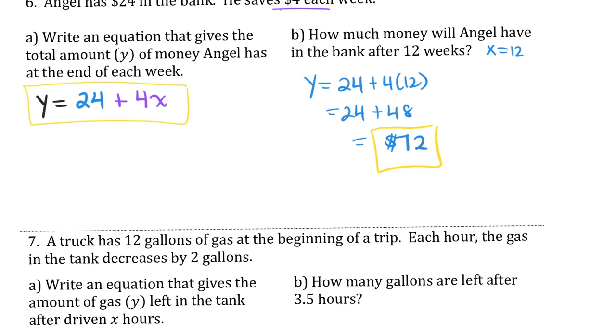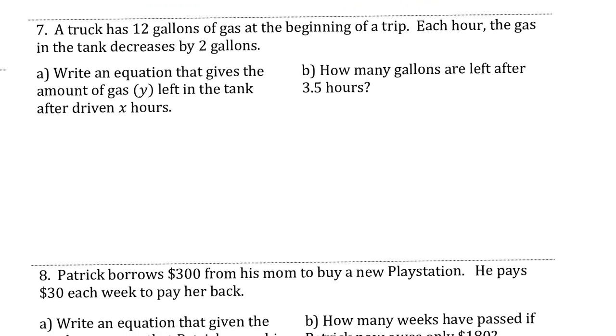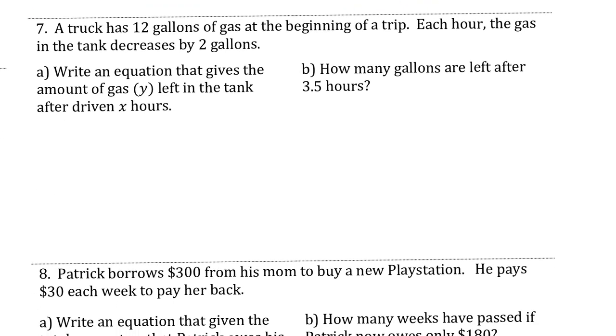Okay, 7. A truck has 12 gallons of gas at the beginning of the trip. Each hour, the gas in the tank decreases by 2 gallons. Write an equation that gives the amount of gas, y, left in the tank after he has driven x hours. So he starts out with 12 gallons. Each hour, the tank decreases by 2 gallons. So the amount in his tank is going up or down? It's going down. So we're going to minus 2 gallons each hour. Are we done? Beautiful equation.